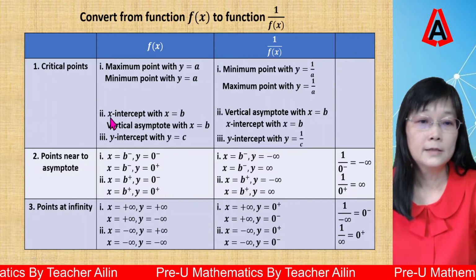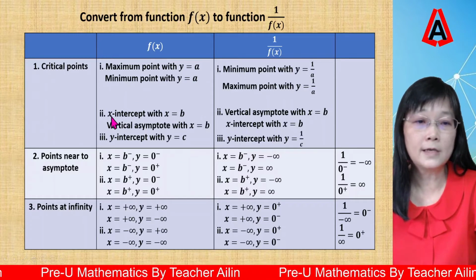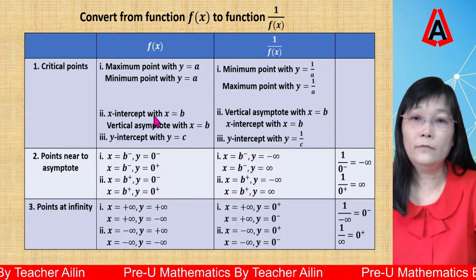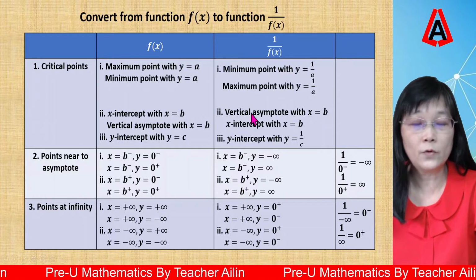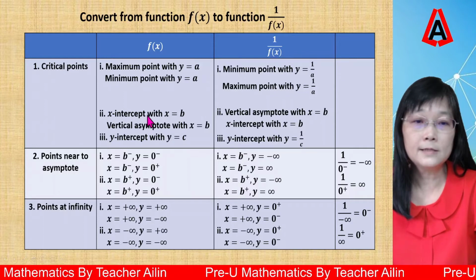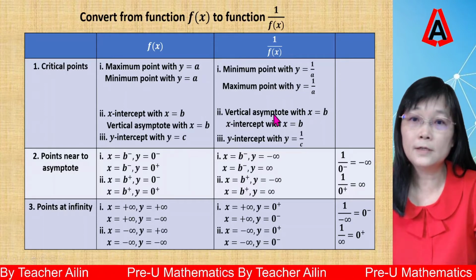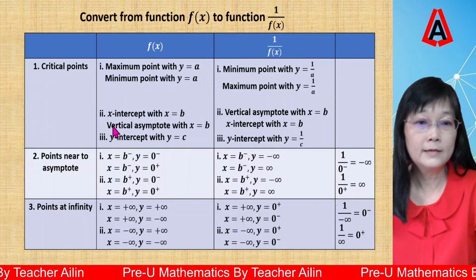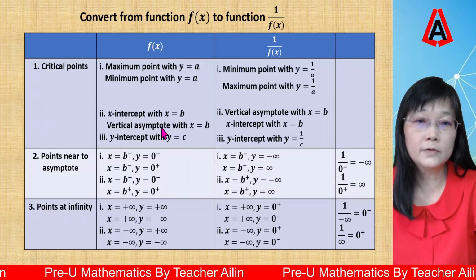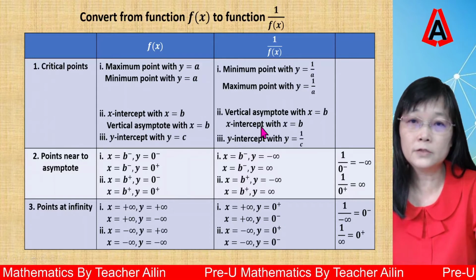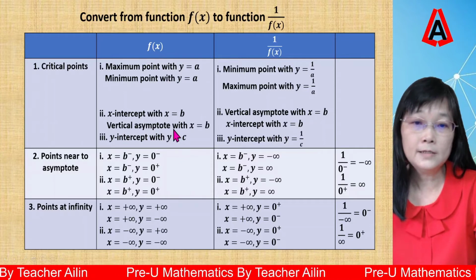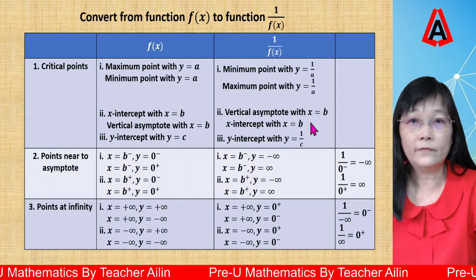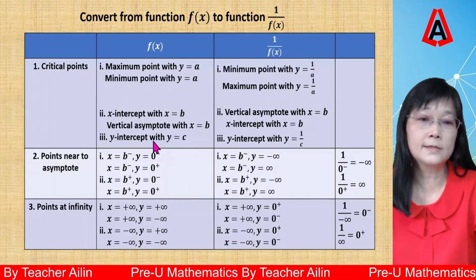Then besides that, if the function f of x has any x-intercept with x equals b, then when converted to the reciprocal function 1 over f of x, this x-intercept will become a vertical asymptote with the same value x equals b. And similarly, for a vertical asymptote of the function f of x, when converted to 1 over f of x, this value x equals b will become the x-intercept of the function 1 over f of x.